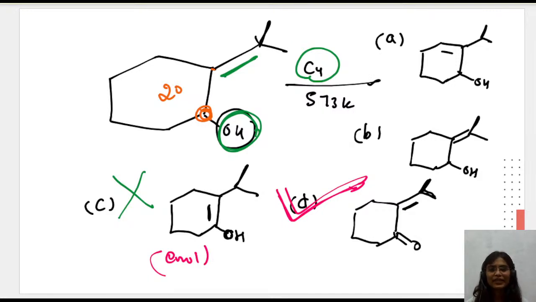Yeah, of course, Lakshmi. We have to follow the Zaitsev rule, okay? Or simply apply the normal logic, the number of alpha hydrogens. If you don't know the rule name, at least we know the concept, right?